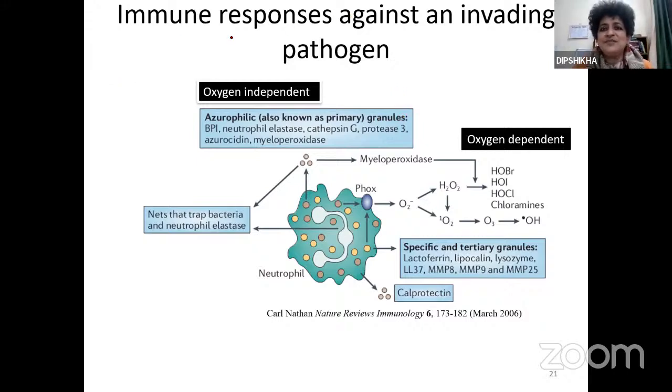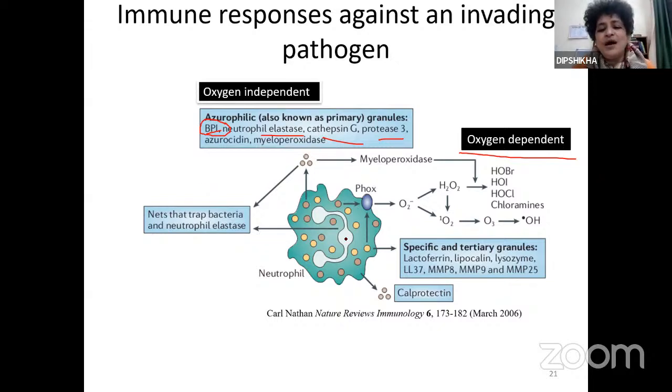The immune response against an invading pathogen can be controlled by many mechanisms. It can be oxygen dependent, by generation of reactive oxygen species. It can be oxygen independent, with the help of various enzymes like elastases, cathepsins, proteases, and bactericidal permeability increasing protein. Now this is the protein I'm going to talk to you about, known as BPI, bactericidal permeability increasing protein, an amazing antimicrobial peptide, by the way. But let us see how interesting it is for the bacteria to simply negate it.